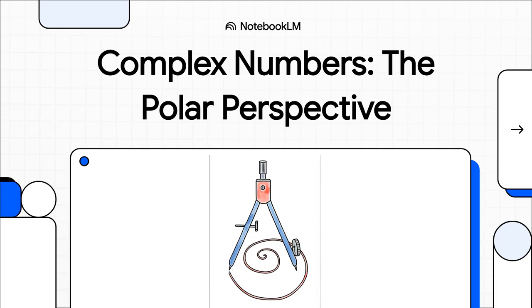We're all used to thinking of numbers as just points on a line, right? But what if I told you that's kind of like looking at the world in black and white? Today, we're going to step off that line and into a whole new dimension. And what we find there, well, it reveals some of math's most beautiful secrets. Let's check out the polar perspective of complex numbers.